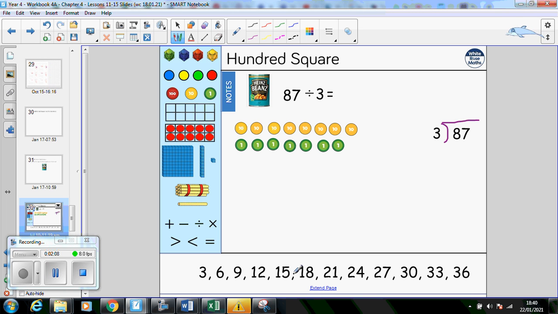Okay, so what do I know about counting in threes? Well, I know that 3 times 10 is 30. That's quite helpful. So straight away, I could put a whole box of cans on each shelf.